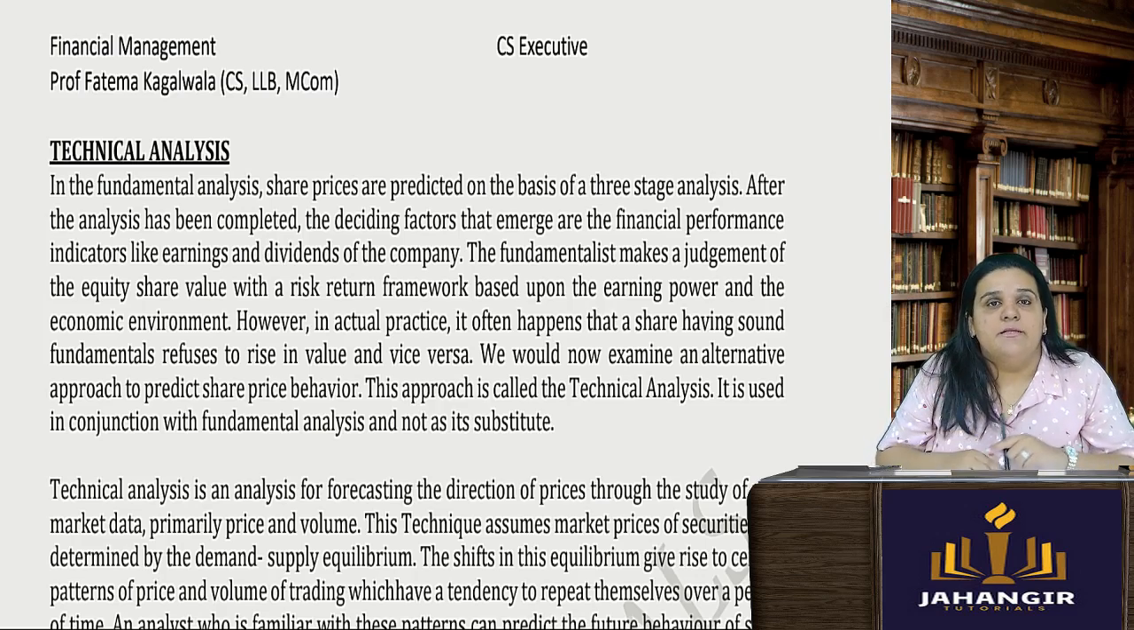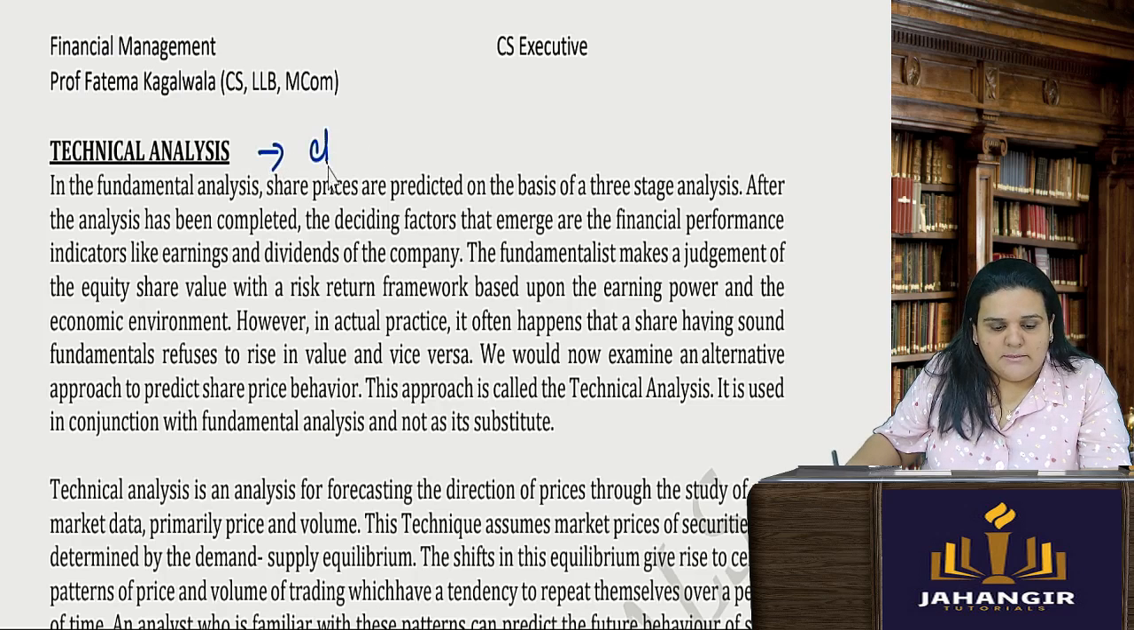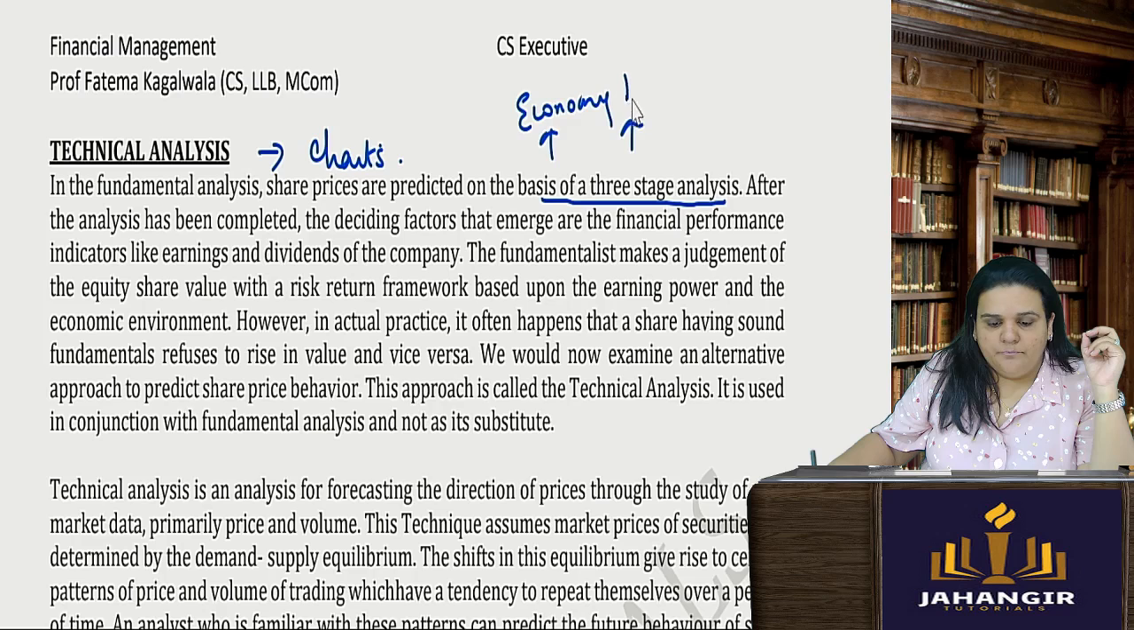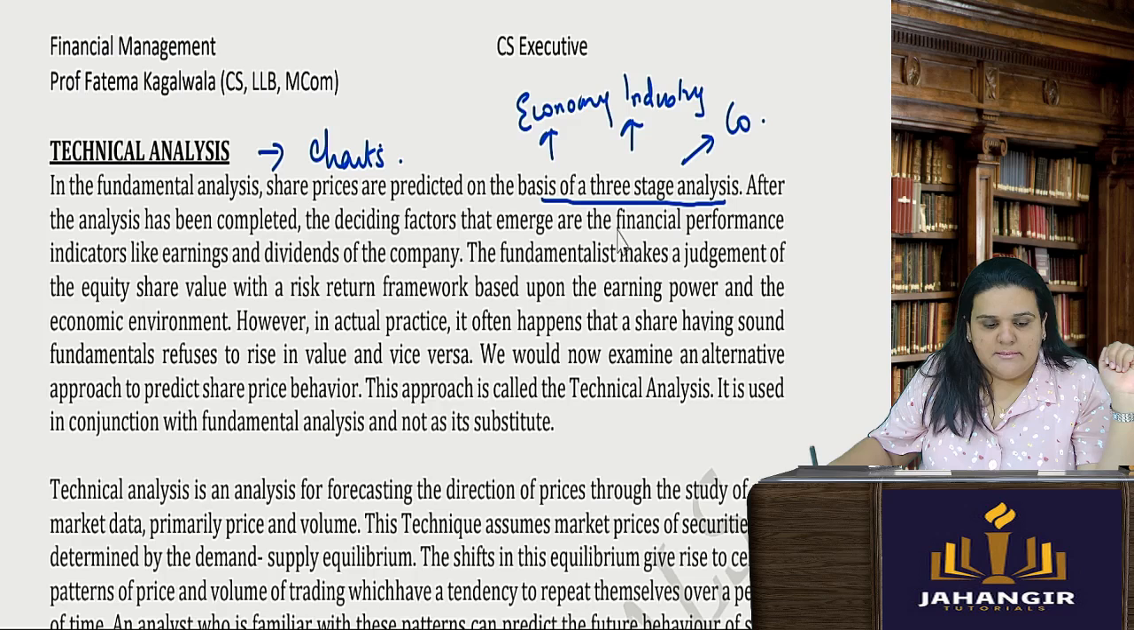I can see the trend based on that chart. So technical analysis is nothing but the charts. Here, in fundamental analysis, share prices are predicted on the basis of a three-stage analysis: the economy, then your industry, and then you look at the company. You study it like this before investing. So that is your fundamental analysis.